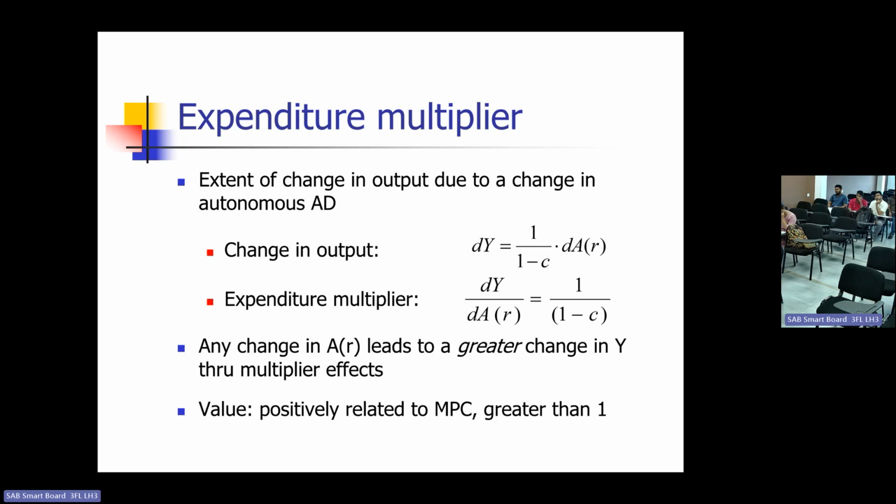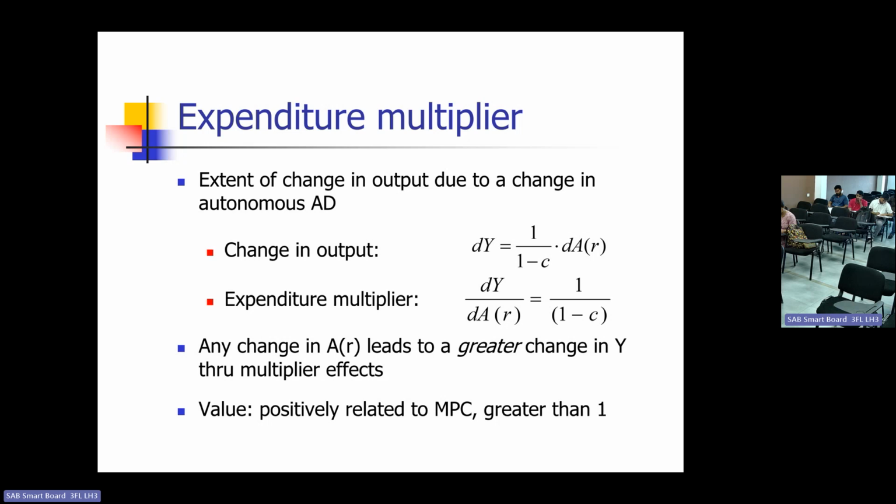Normally this multiplier has a positive relationship with the MPC. In order to be a multiplier, one important property is that it should be greater than 1. If it equals 1 or is less than 1, it will never be a multiplier. In order to be a multiplier, it should be greater than 1, positive.